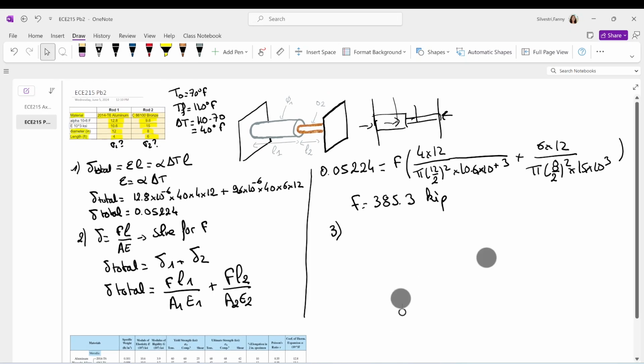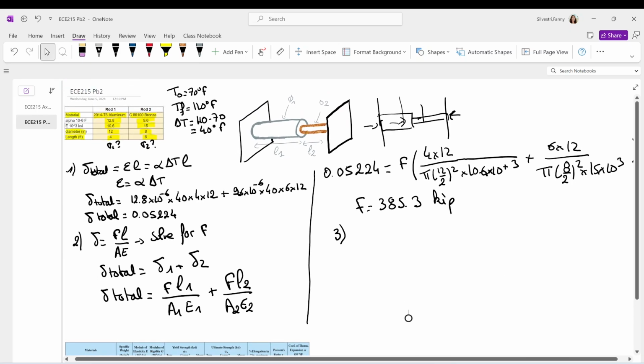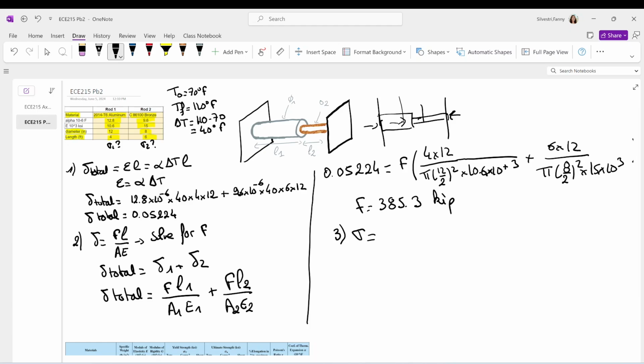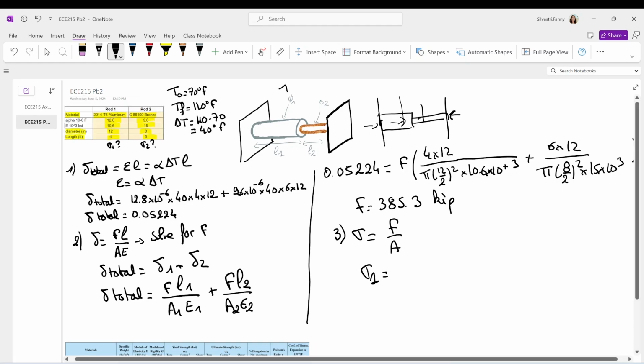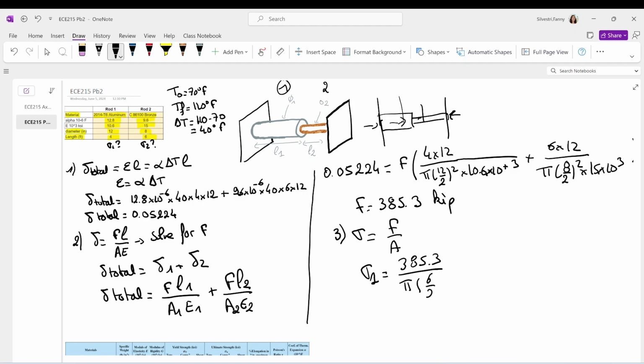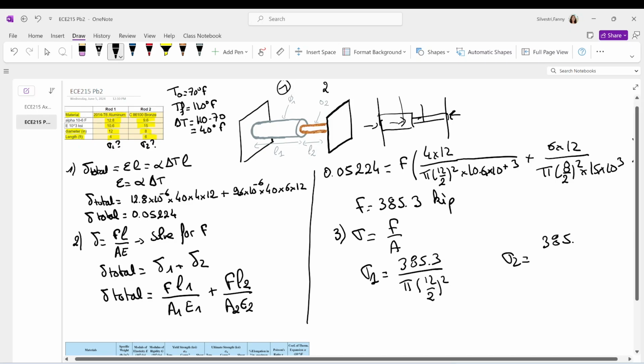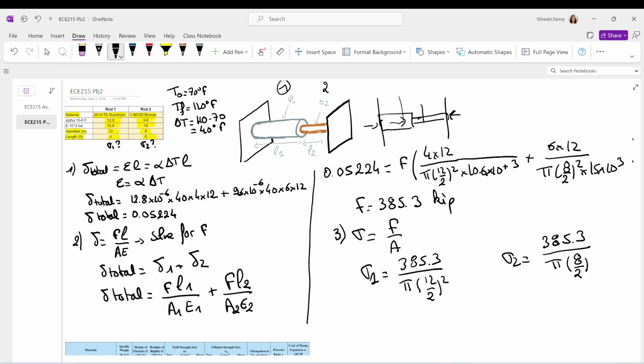Now that we have the force, and we remember we said that the force is the same everywhere, we can apply the formula that we know since the beginning, sigma, the normal stress, equals the force divided by the area. So sigma in the rod number 1, this is number 1, this is my number 2. In number 1 equals the force, 385.3, divided by the area, pi times the diameter 12, so 12 divided by 2 squared, and the sigma 2 will be 385.3 divided by pi times the diameter 8, so 8 divided by 2 squared.